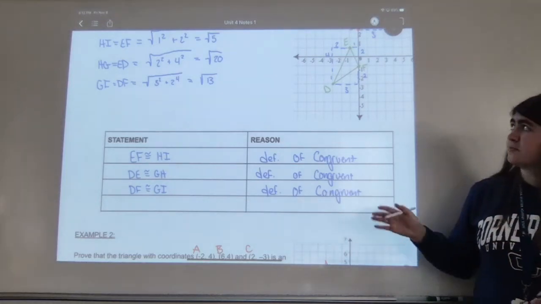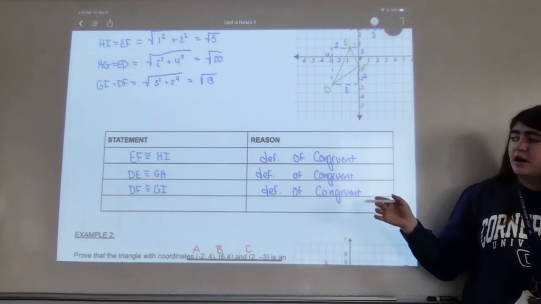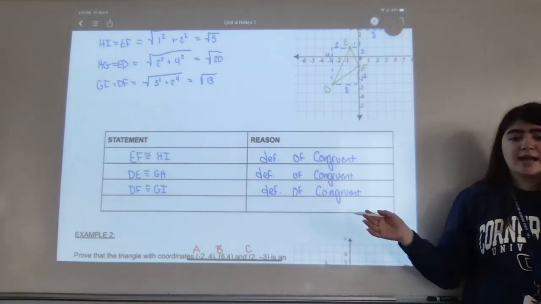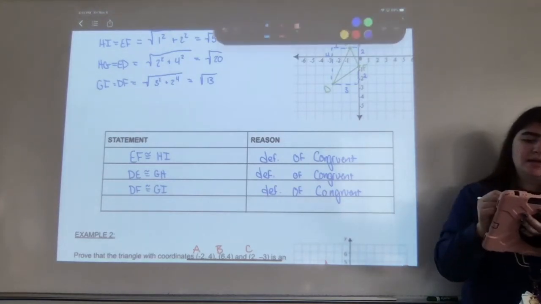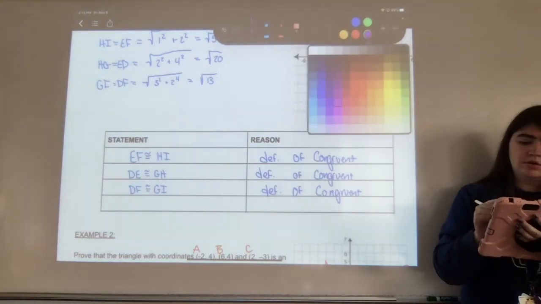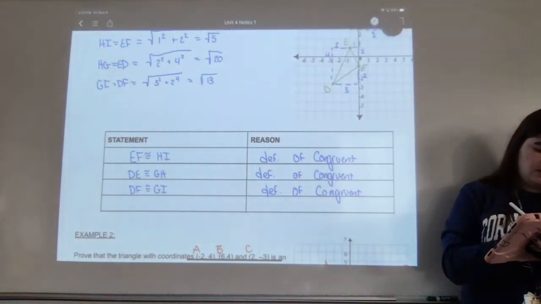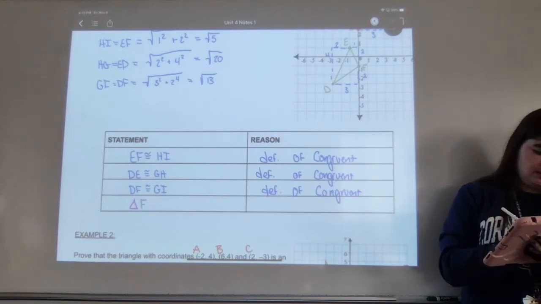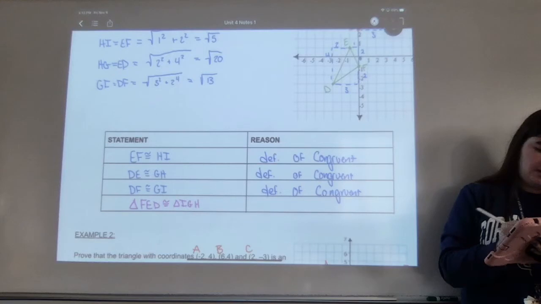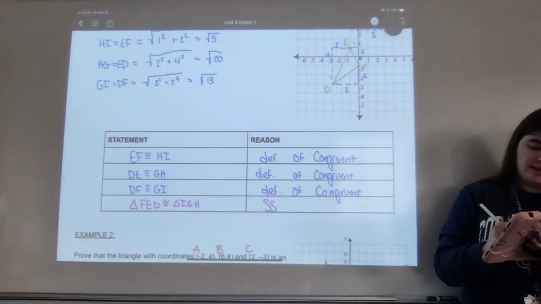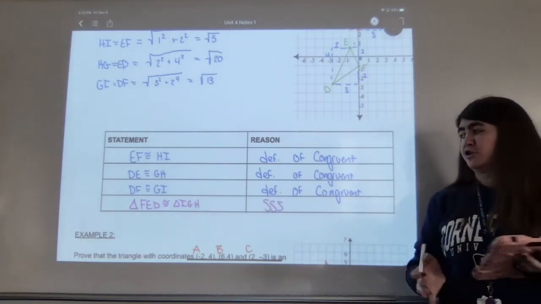Okay, so because we now have 3 sets of corresponding congruent sides, I can go ahead and say that I have 2 congruent triangles. So I can say triangle FED is congruent to triangle IGH by the side-side-side congruence postulate.